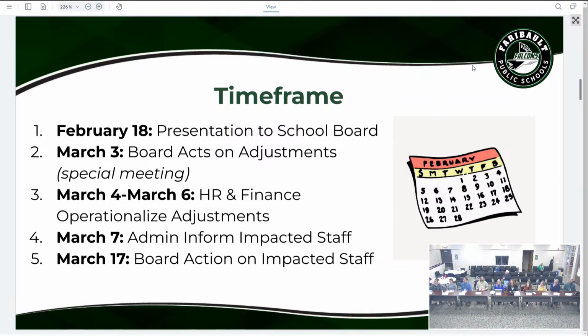Right after that meeting, the finance team and the HR team will work together those next few days to operationalize the adjustments. Basically, my team will work on figuring out who is behind all the adjustments, and Barbie's team will work on putting a costing to the names so that we can ensure we're comfortable with our dollar target. Then later that week, once we have everyone identified, our admin team will be meeting with the affected staff so that they're all aware that their position is going to be affected by the proposed adjustments and enhancements.